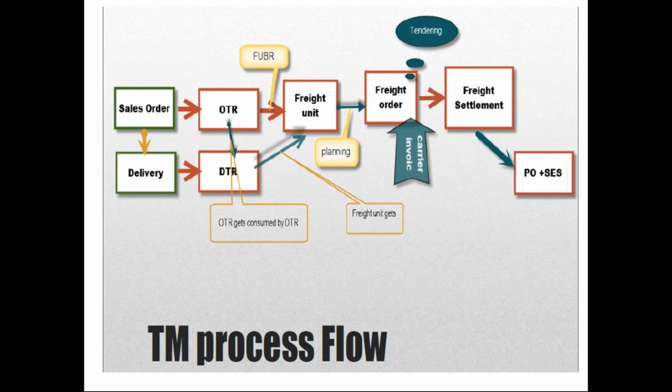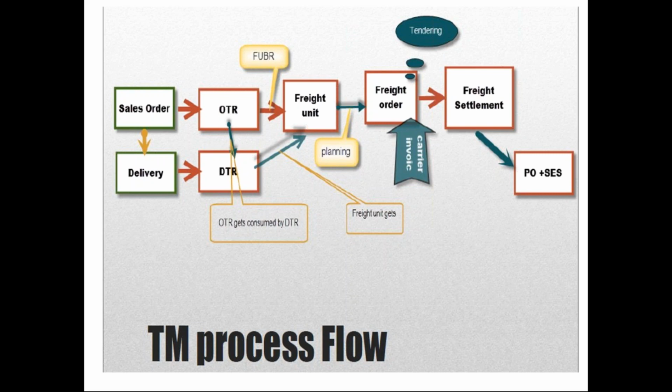Okay, so when you create a sales order from the R3 or ECC server, the sales order will come and hit your TM system as an OTR. OTR is nothing but an order-based transportation requirement. That OTR will be used in a planning run, and under the planning run a freight unit will be created. So what is this freight unit? As of now, just remember that a freight unit is nothing but a quantity and the material.